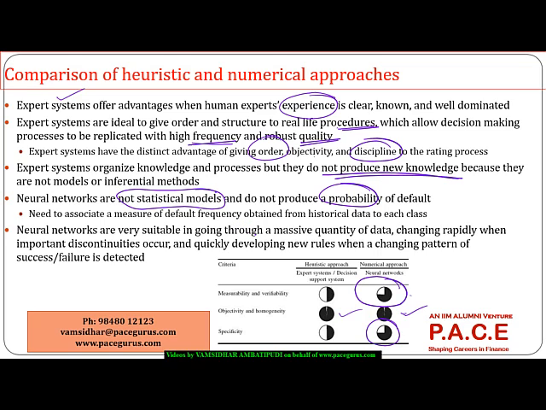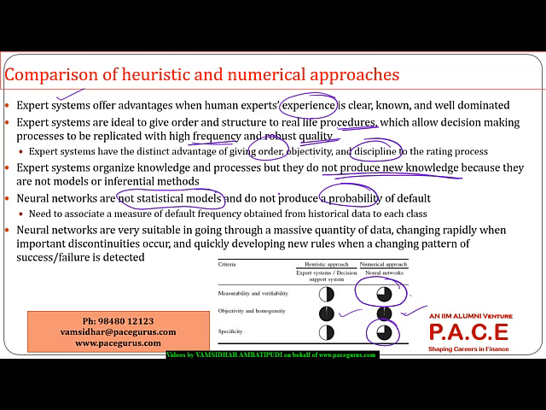Now, once the classification is done, based on the experience of the frequency of the observations in each rating class that have actually defaulted, we would be associating a probability of default to each of the rating classes.